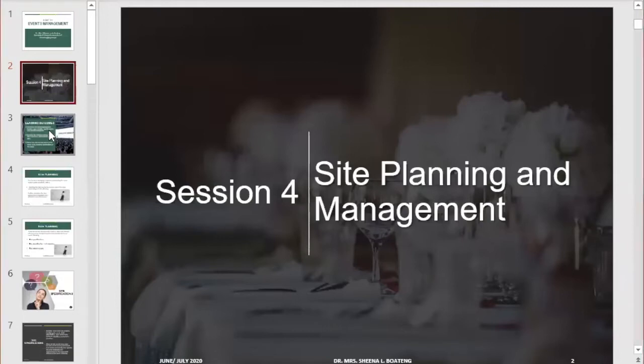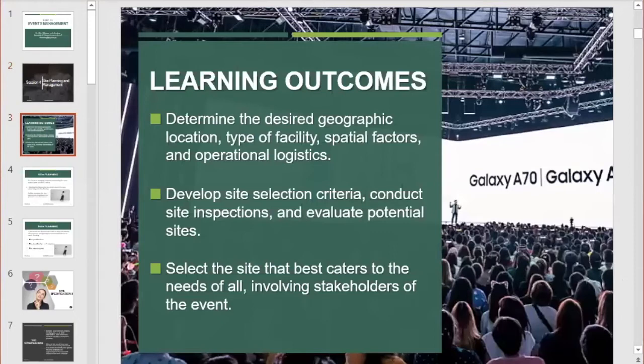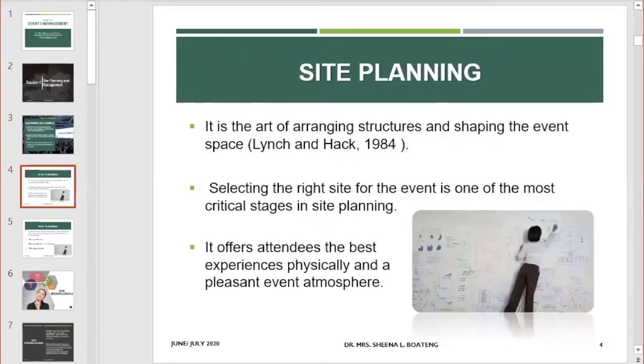And as usual, there are certain learning outcomes that we hope to achieve by the end of this session. The first one is to be able to determine the desired geographic location, type of facility, spatial factors, and operational logistics for events. We'll also be able to develop site selection criteria, conduct site inspections, and evaluate potential sites. And then we'll also be able to select the site that best caters to the needs of all, involving stakeholders of the event. So these are the three main learning outcomes that we hope to achieve by the end of the session. So let's begin.